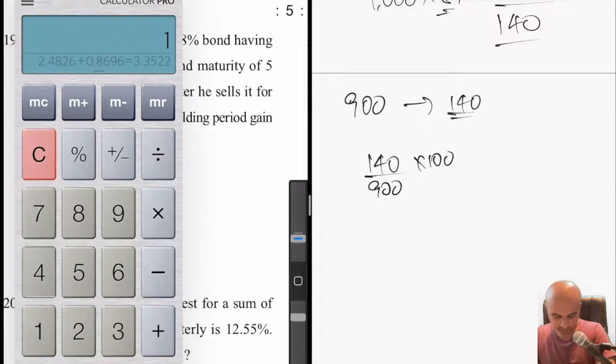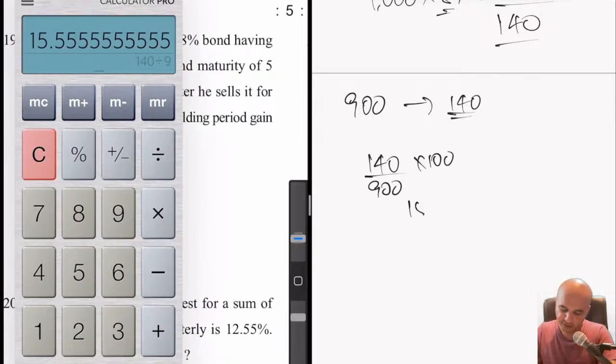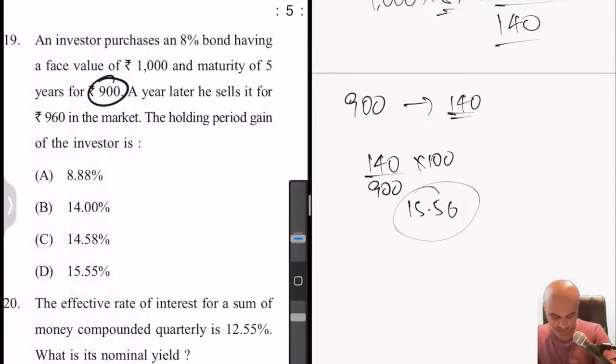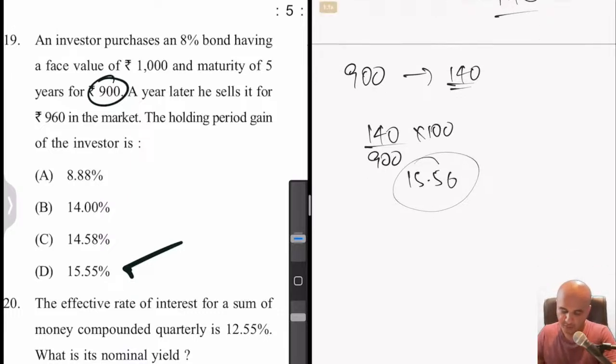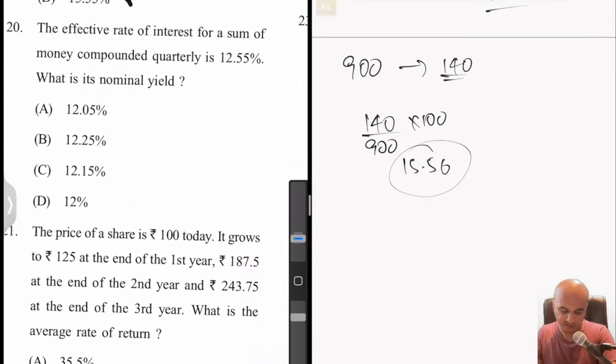So 140 divided by 900 as a percentage is 15.56, if at all you have to round it off. So option D. They have not rounded it off, but still 15.55 is the correct answer. I hope it makes sense. Let's move on to the next one.